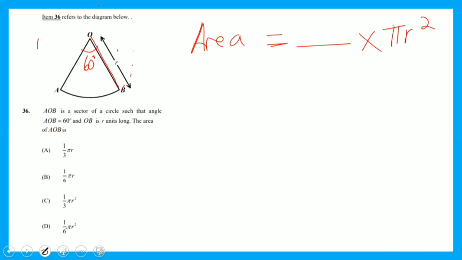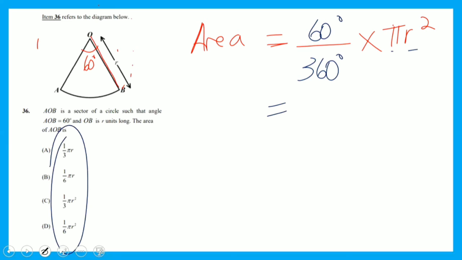Now, we look for ways how we can compare the sector to the entire circle. So the sector measures 60 degrees, the angle right there, AOB, and if we were looking at the entire circle, we know we would have had 360 degrees. And of course, we're now going to simplify. We don't need to know what R is or what pi is because we notice R and pi are constant there in our answers. So all we need to do now is simplify. 60 degrees divided by 360 degrees, and of course, we are going to get 1/6. So our final answer is 1/6 pi R squared, which would be D.